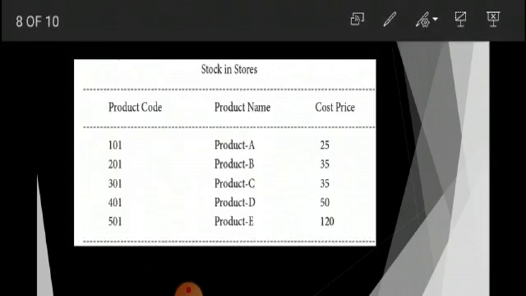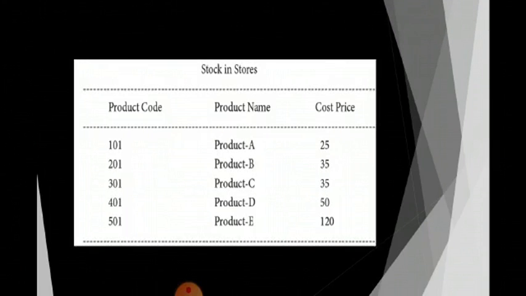And then see the stock in stores. Next, it displays what stocks are available in the stores. That stock page is displayed here. Now you can see the product code, product name, and the cost price. Here we see the space between the product code, product name, and the cost price. For that only we are using \t. It shows the space between the items.